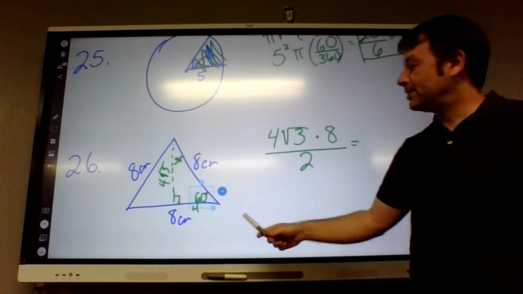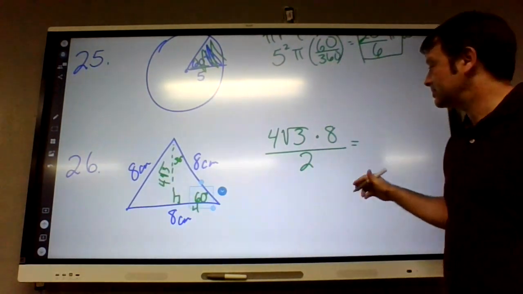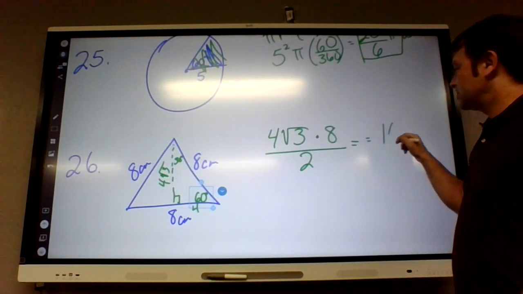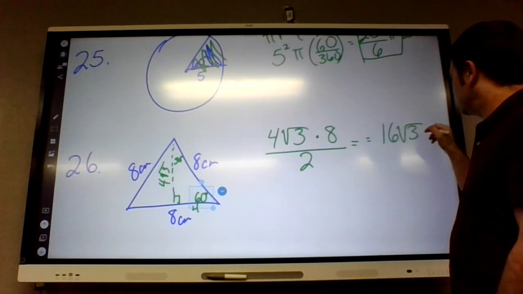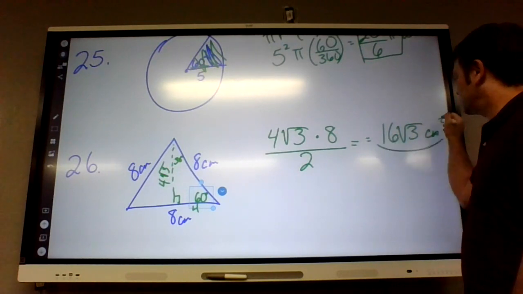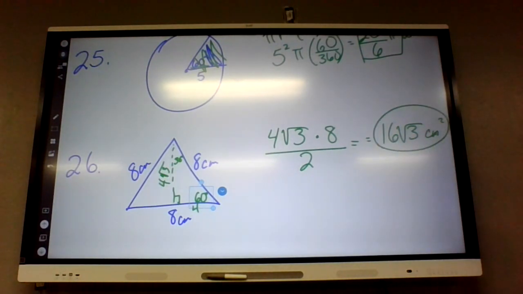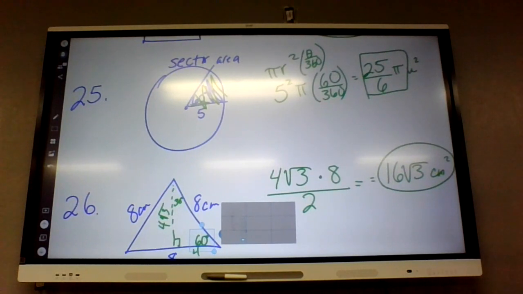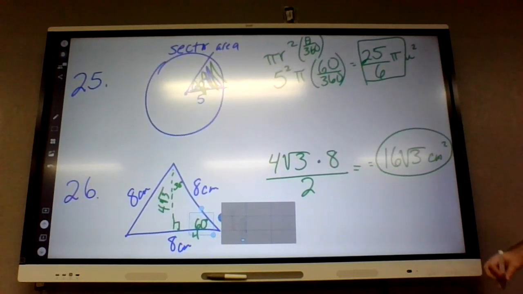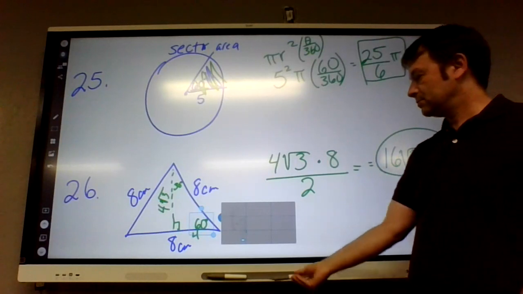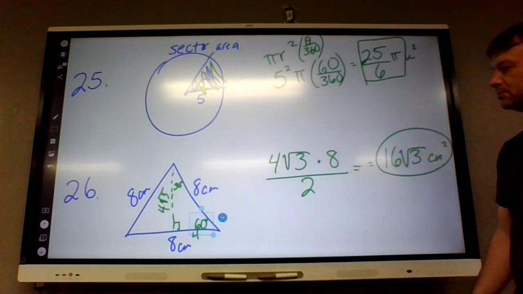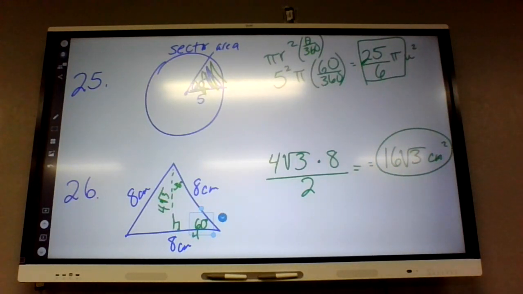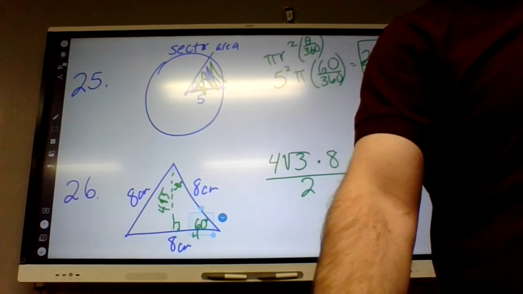Okay, so it's base times height divided by 2. 16 square root of 3 centimeters squared. Can you scroll up a little bit to the one before that? Like 24, 25. I actually feel pretty good about this, except for the last part.